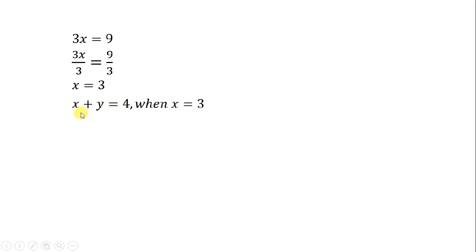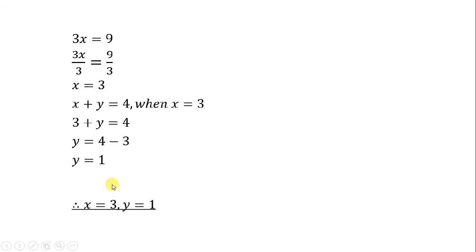So we are going to say x plus y is equals to 4 when x is equals to 3. Where there's x, we are going to substitute a 3. So we are going to say 3 plus y is equals to 4. What are we supposed to do? We are supposed to transpose this 3. It will become a negative. So we'll take it to the right-hand side. We are going to have y is equals to 4 minus 3. Therefore, our y is equals to 1.